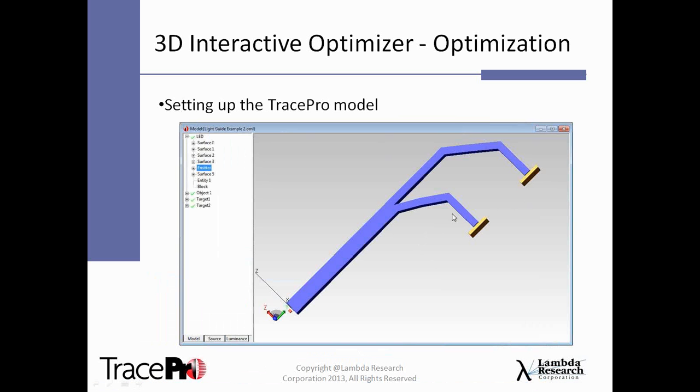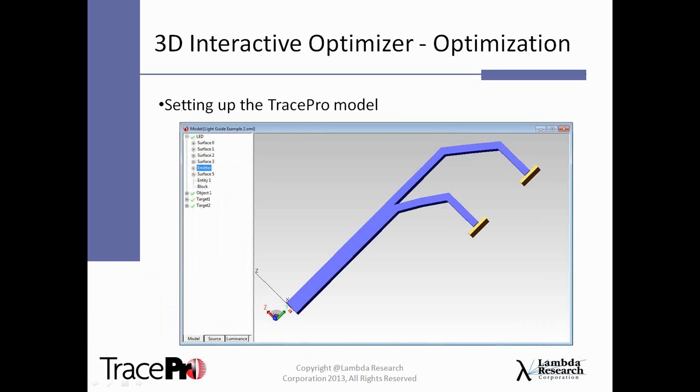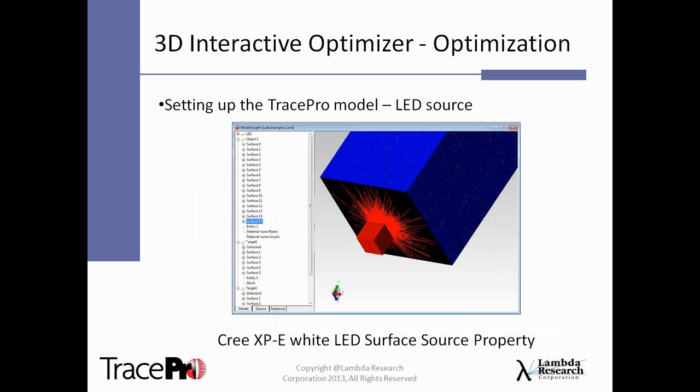So our next step is to set the model up in TracePro. What I've done is I exported the geometry I created here in the optimizer to TracePro, and I've added a few features. I've added a light source, and I've added 2 targets here. My light source in this example, I used a surface source property from the surface source property catalog included in TracePro, and I chose for this example just a Cree XPE white LED. And I applied that to the surface of this little block that I'm using to represent the LED.